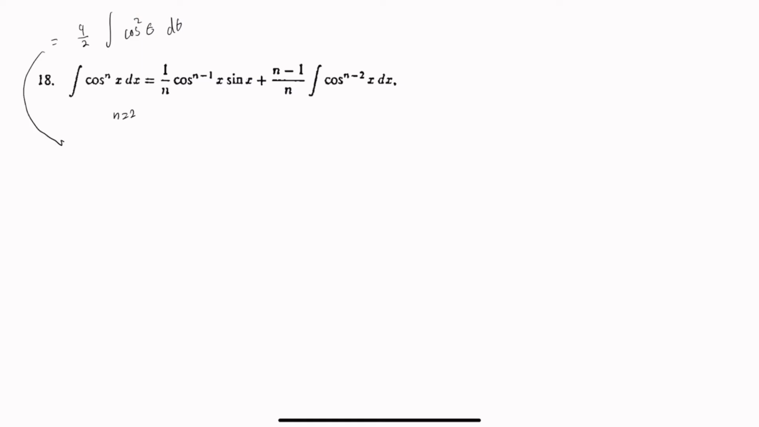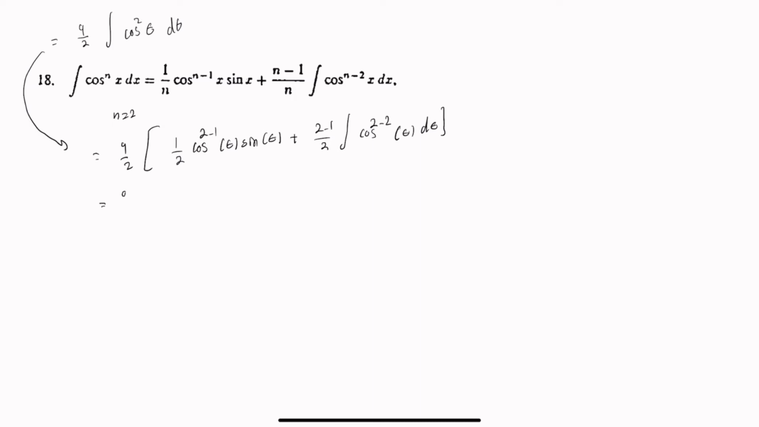So this integral here is going to be equal to 9 over 2, and then the entire derivative of the integral is going to be 1 over 2, and then cosine of 2 minus 1 of theta, since our variable here is theta, multiplied by sine of theta, and then plus 2 minus 1 over 2, and then we have the integral of cosine of 2 minus 2 of theta d theta, and plus our constant c.